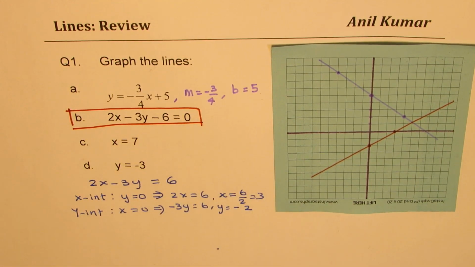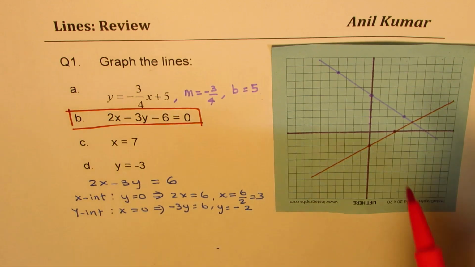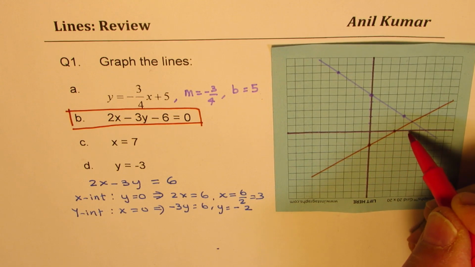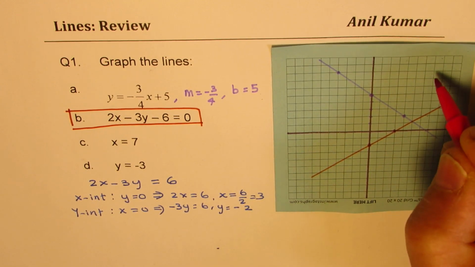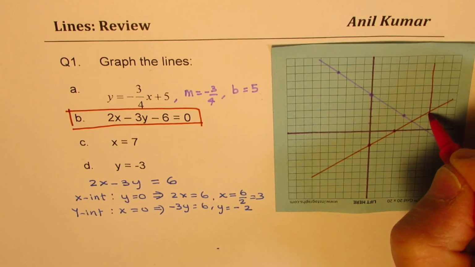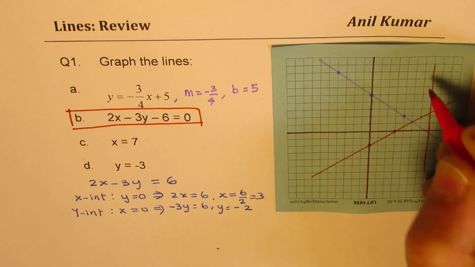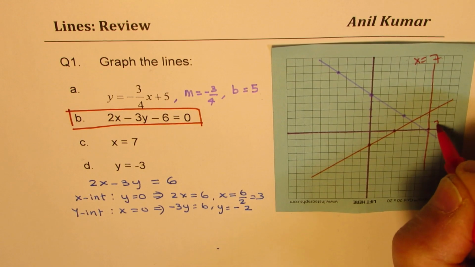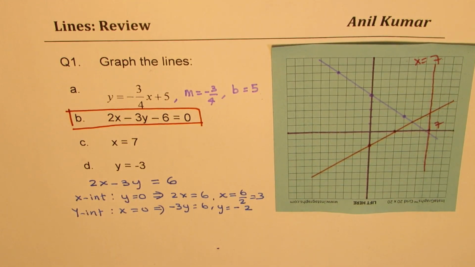Now C and D are 2 very special lines. I'd like you to pause the video and sketch those lines. X equals to 7. Now this is a vertical line which goes through 7. 1, 2, 3, 4, 5, 6, 7. So here is this line, x equals to 7, right? So this is x equals to 7. So it'll go through this point which is 7. A vertical line has undefined slope.